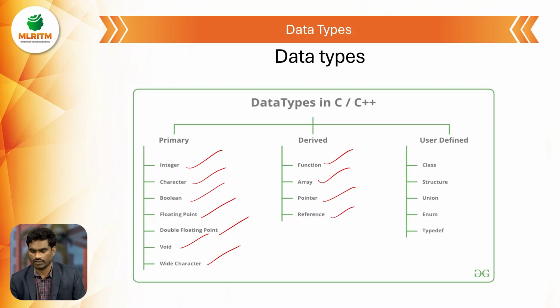The remaining data types are user defined data types. Here, structure is a user defined data type. Union is also a user defined data type. Next, enum. Next, class is also a user defined data type. Next one is typedef, enum, union, structure. These are all user defined data types. This is defined by the user.